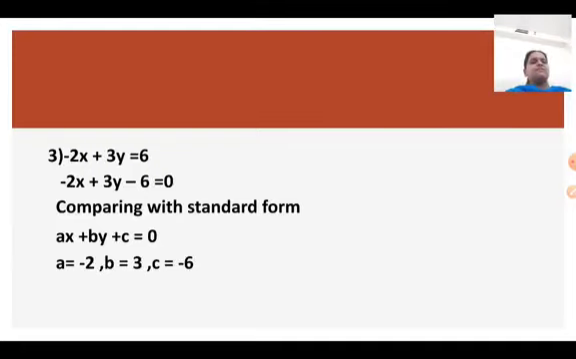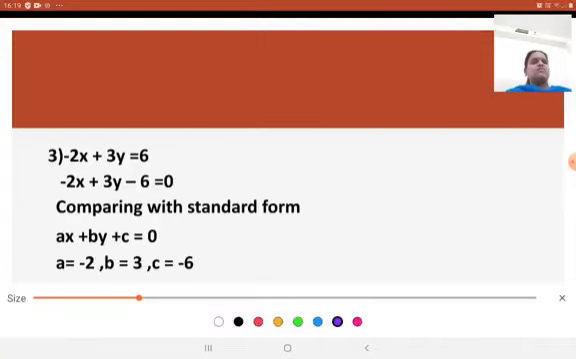Compare with the standard form then. What is your standard form? Now I think all of you know it by heart. What is the standard form of a linear equation in two variables? It is ax plus by plus c equal to 0. If you compare it, what is your a value? A is minus 2, b is the coefficient of y, that is 3, and c is minus 6. So here we have completed exercise 4.1, question number 1, and in question number 2, the first 3 sums.